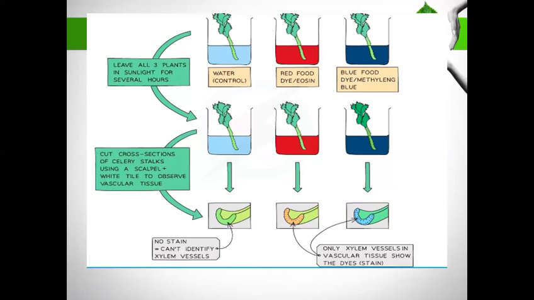Yes. It's clear, Mister. So the xylem only transports water. Yes, okay, because only the xylem vessels are colored. Xylem vessels take up the eosin dye and the methylene blue dye, due to which they are colorized. But the phloem vessels were transparent.